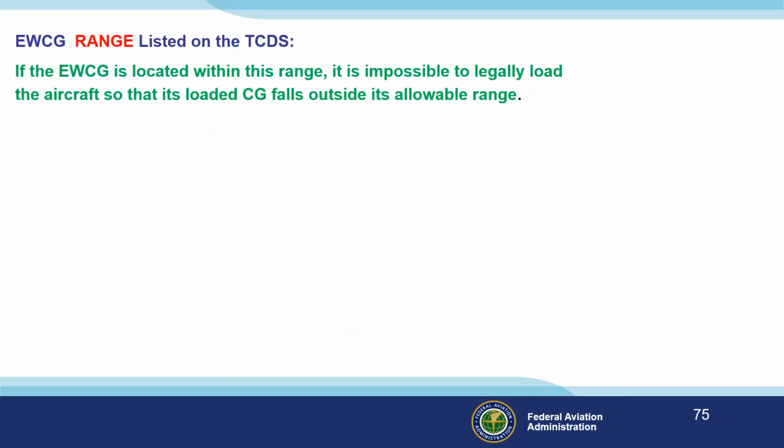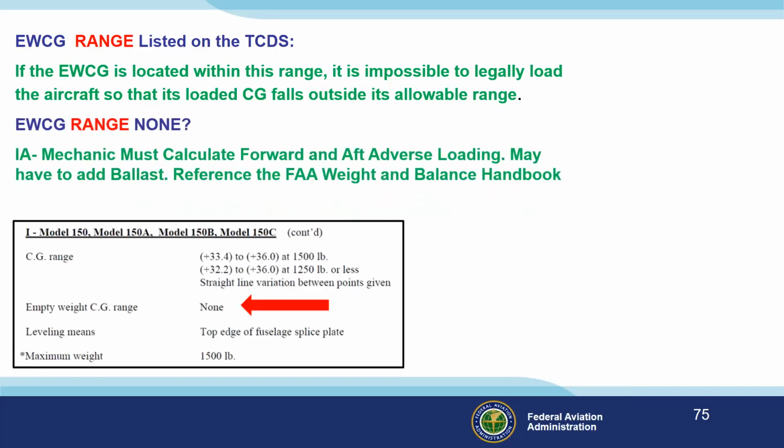Now, remember when we looked at the type certificate data sheet on that Cessna, if they list an empty weight CG range, if it's listed, which it wasn't, it said none on that Cessna 150, it means that if the empty weight CG is located within this range, it's impossible to legally load the aircraft so the loaded CG falls outside the allowable range. But in most aircraft, it's going to say none.